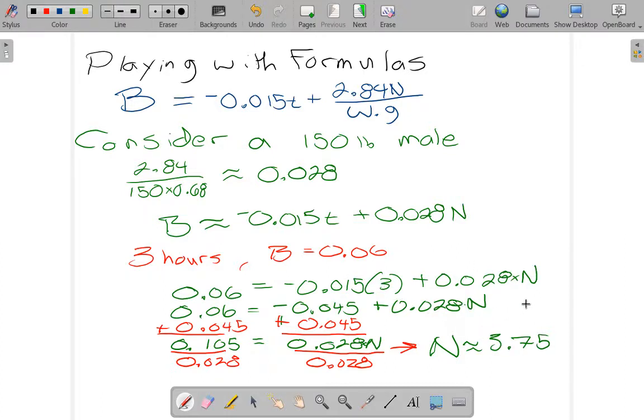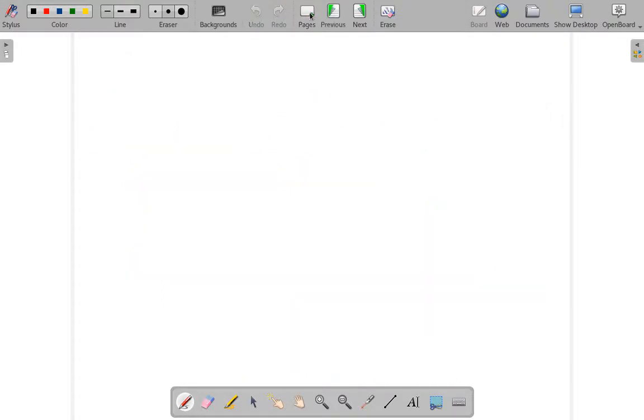So in some cases it makes sense to take the equation and solve ahead of time. So we're going to take this equation right here and solve for n ahead of time, and then we can plug in any numbers we want easily, and we don't have to go through all these steps all the time. So let's give that a shot. We're starting with B equals negative 0.015 times time plus 0.028 times number of drinks.